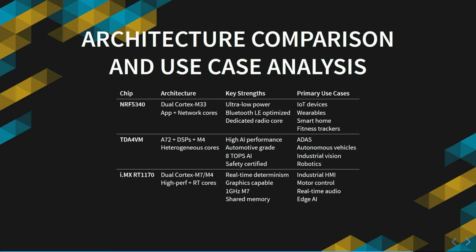And the i.MX RT1170 with its dual-core Cortex M7 and M4 provides real-time determinism and graphic capabilities. Now, you could use the 1 GHz M7 with shared memory architecture, targeting industrial human-machine interfaces like HMI, motor control, real-time audio, and edge AI applications. Now, the key insight is that each architecture is optimized for different performance versus power versus complexity trade-offs.